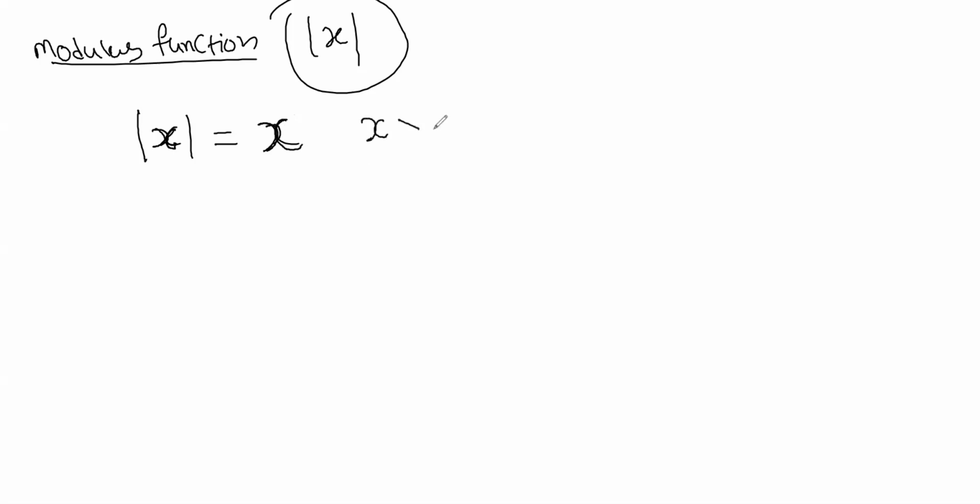When x is greater than 0, modulus of x equals x, and modulus of x equals minus x when x is less than 0. Can I write it like this? Yes, because when x is less than 0, I have to take minus of x, since x is negative, and minus of minus will come as plus. So modulus of x equals x when x is greater than 0, and modulus of x equals minus x when x is less than 0.